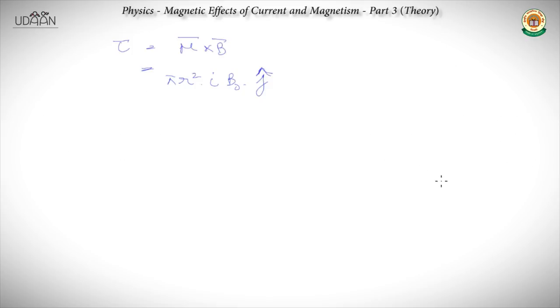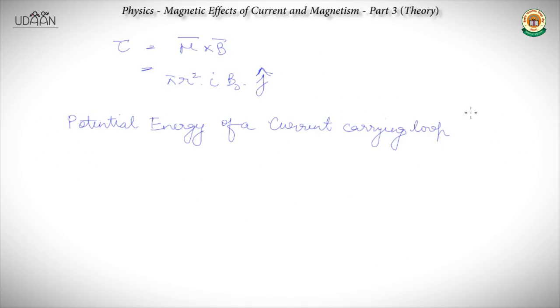Now we see the concept of potential energy of a current carrying loop or coil. But the condition is that potential energy can be derived only for those forces which are conservative, and the magnetic force is not one of them. But so how is this applicable here? It is applicable only in the case in which the B vector, the magnetic field vector, is constant.